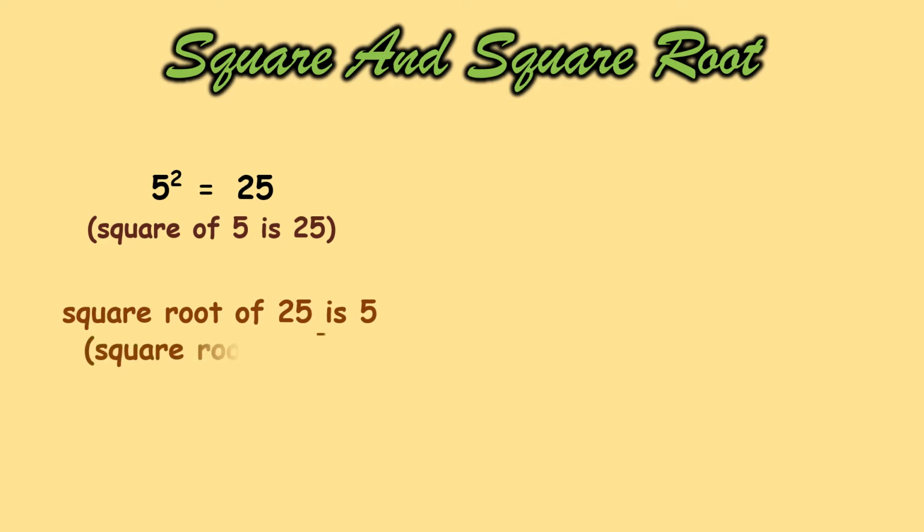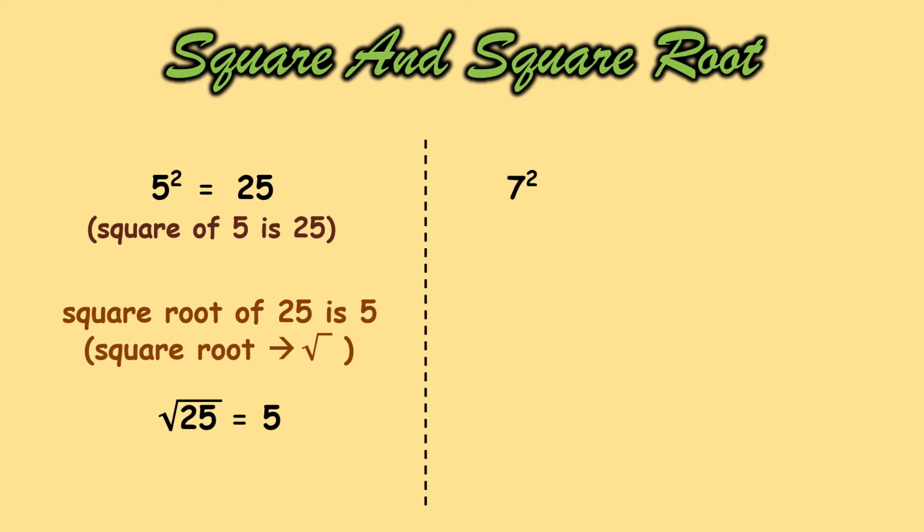Now the symbol of square root is as shown on the screen. So I can simply write it as square root of 25 is equal to 5. Now let's look at similar examples. 7 square, 7 into 7 is 49. So 7 square is equal to 49. That means square root of 49 is equal to 7.